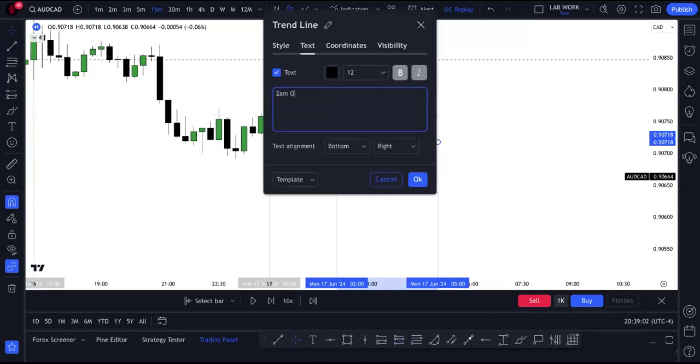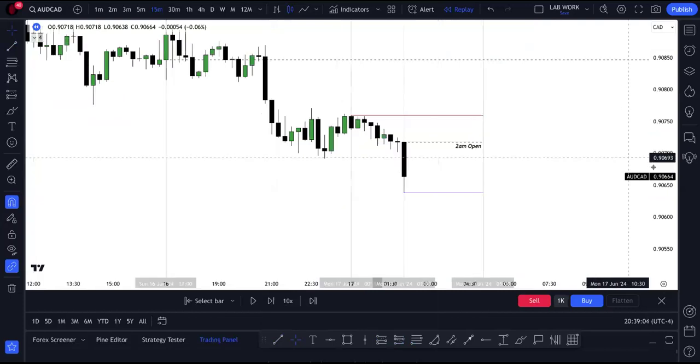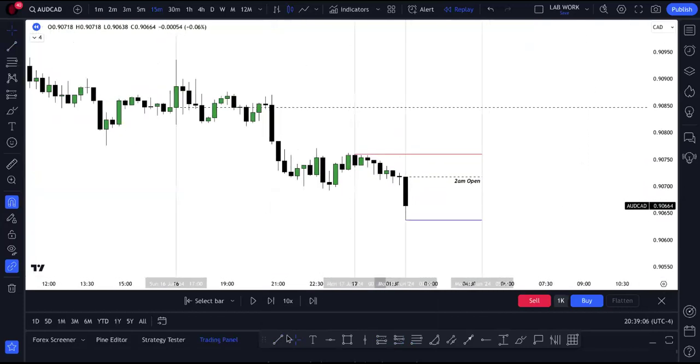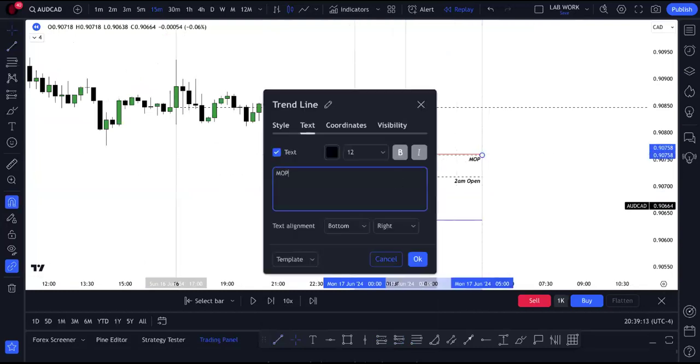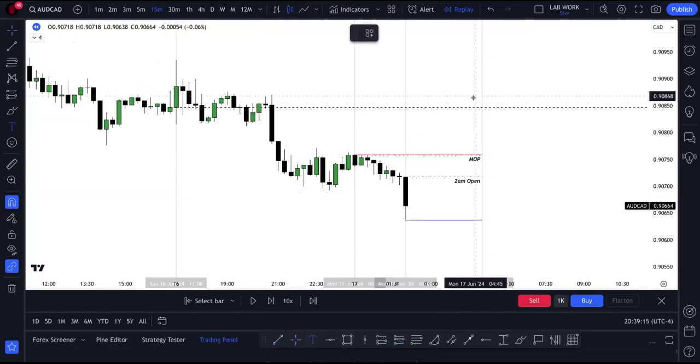We'll just say 2 a.m. open. And then we'll look for midnight opening price, which is here, which is the start of the Asian dead zone. MOP. And we can clearly see we're below SOP as well. So we got that triple confluence.